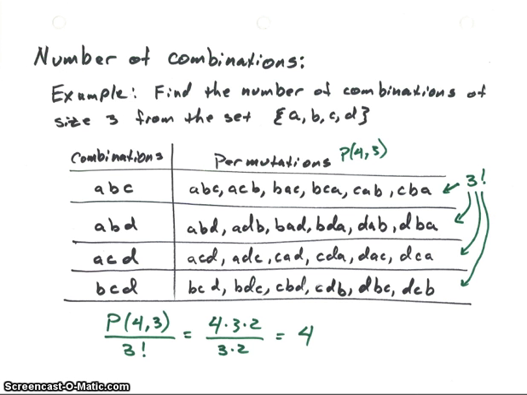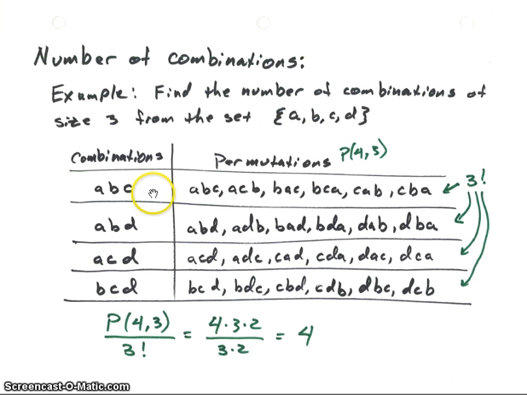Now let's look at how we might determine the number of combinations in general. We're going to look at a particular example here, and if you've already looked at how many permutations you have, we're going to use that calculation to determine how many combinations we have, and then we'll come up with a general equation for the number of combinations. So in this case we're going to look at finding the number of combinations of size 3 from this set that has 4 elements in it.